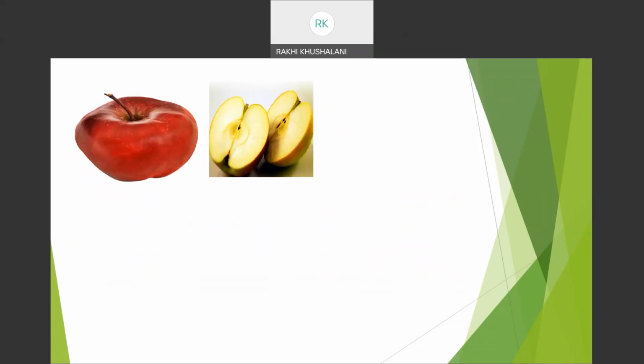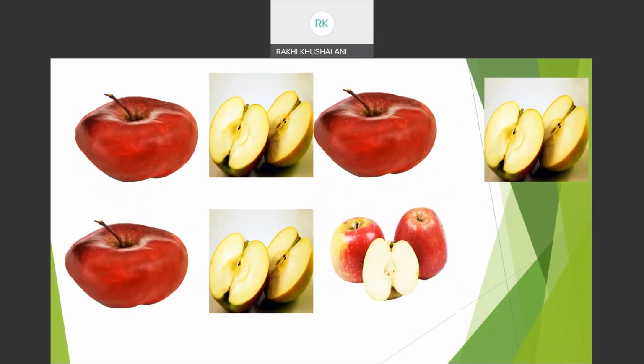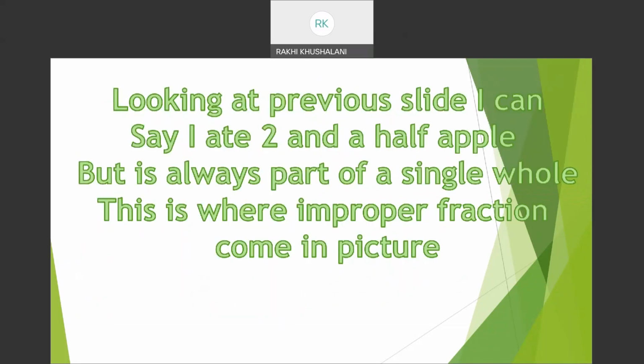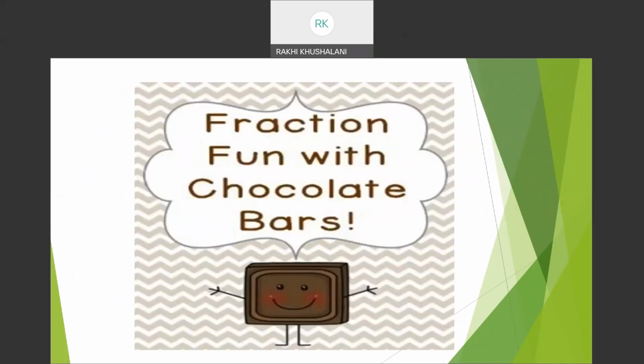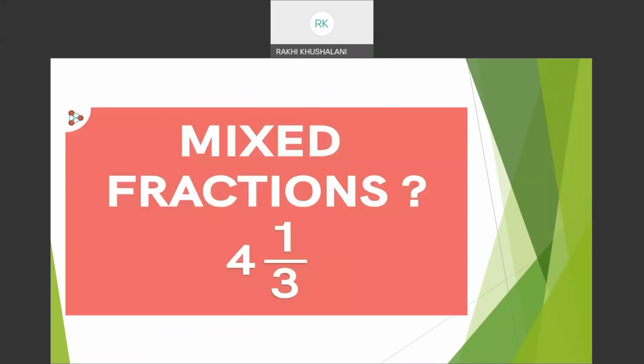I gave you the example of the apples that we eat. I chose to eat and I actually ate 2.5 apples. I showed you with the chocolate bars that I am taking 11 by 10 bars, because the denominator, poor guy, never changes. Or I can say I ate one whole chocolate and I was still so hungry and excited to have more, so I took one more piece from the other 10 pieces.